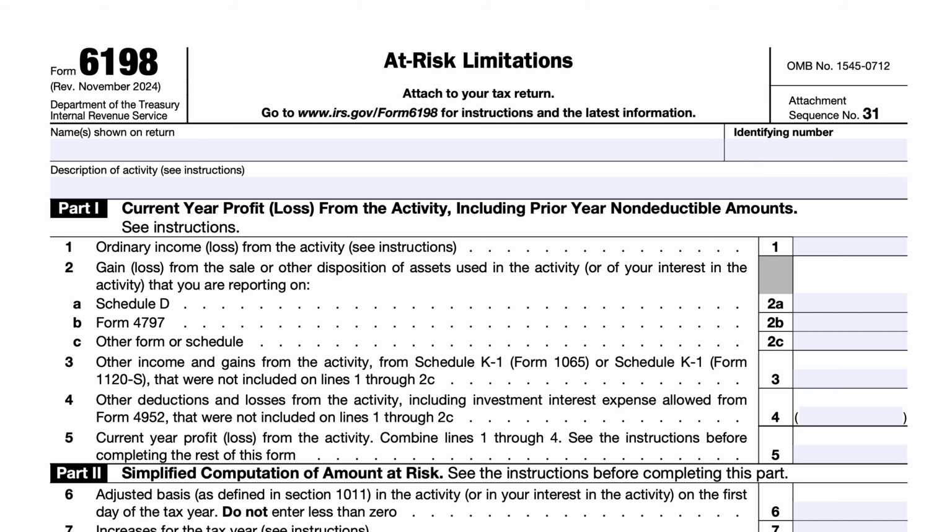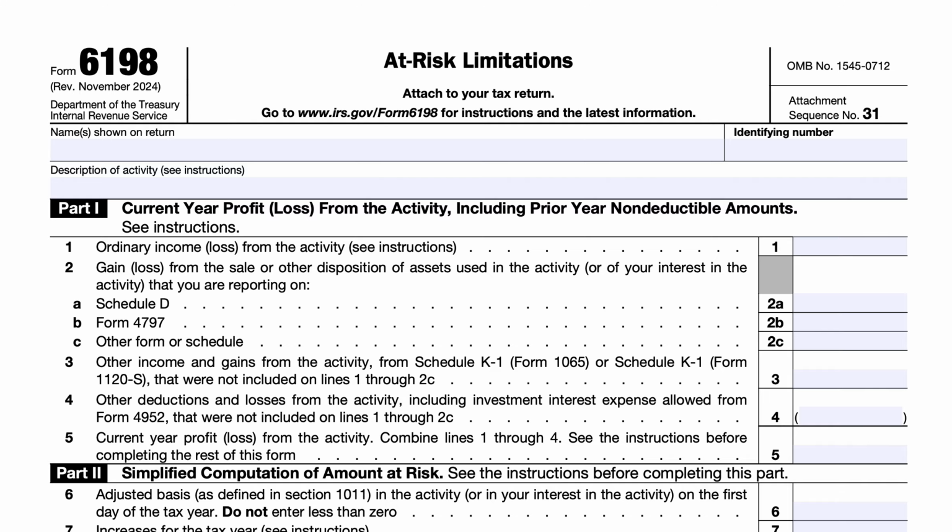In this video, we'll be going over IRS Form 6198, at-risk limitations. This is a tax form that you might file during the year with your tax return if your business had any amounts that were not at risk as part of your business activity, and that business activity incurred a loss.